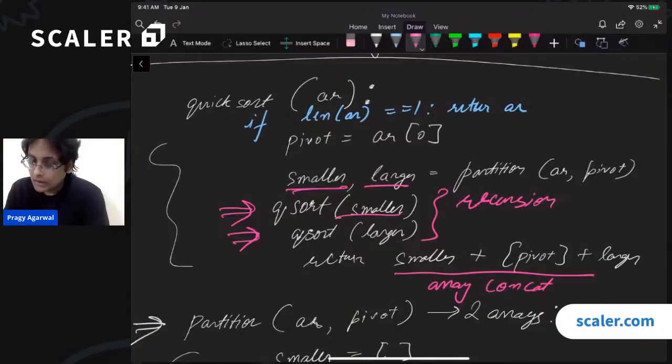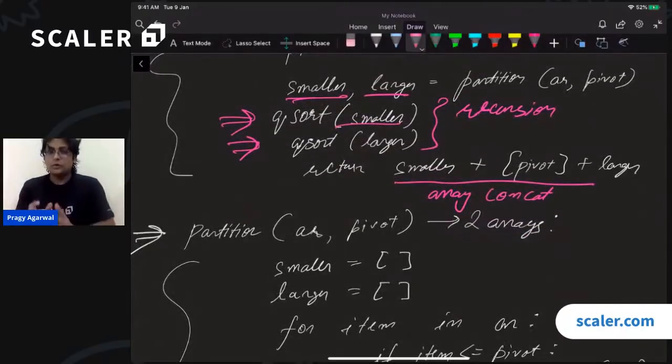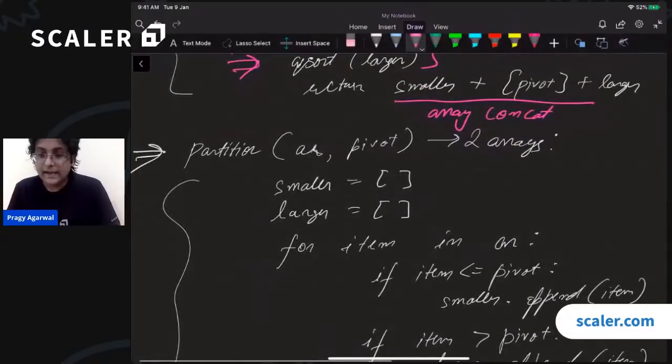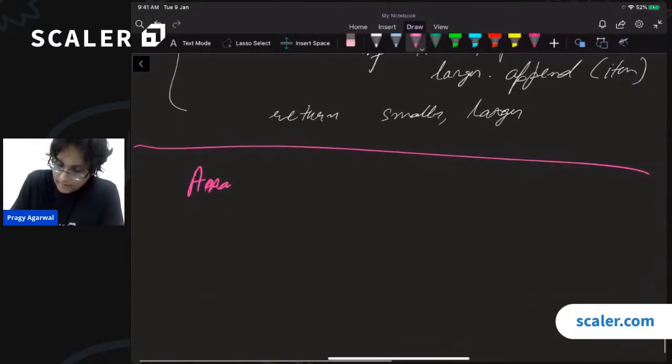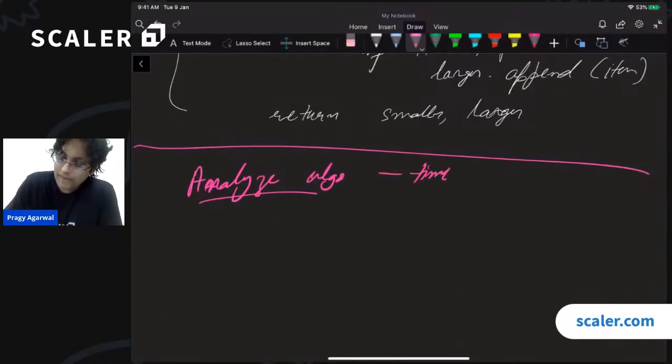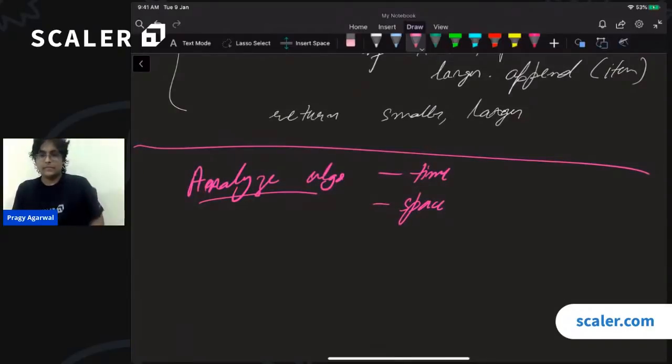Perfect. So this is the algorithm. Before we continue, any doubts so far? All right, it doesn't seem that there are doubts. Now, any conditions to select the pivot element? Vijay, we will come to how to select the pivot in some time. Okay, cool. Now that we have this, let us try to analyze this algorithm. We will analyze both the time complexity and the space complexity.